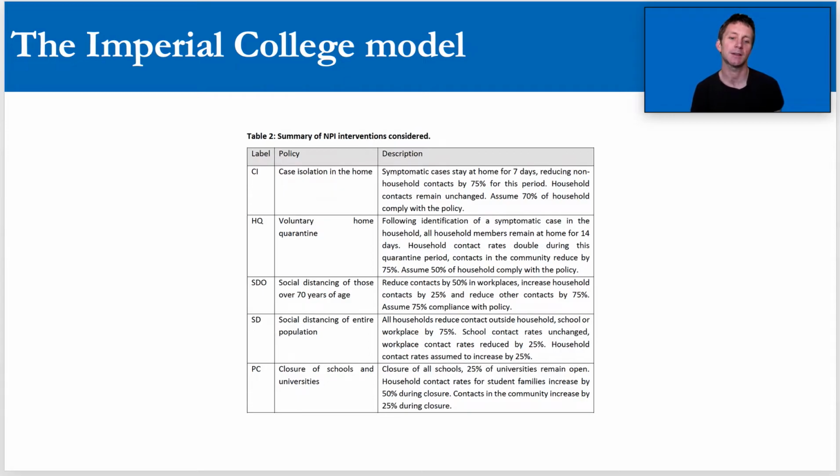The third thing that the model simulates is the effects of social distancing of those aged 70 and over. So this, they assume, what happens if we would just reduce contacts by 50% in workplaces. So that again increases household contact rates and reduces other contact rates. And again, they assume a 75% compliance with the policy. Fourth thing was social distancing of everybody, in a similar way to social distancing of just people 70 and over. And then finally, they simulate the closure of schools and universities.